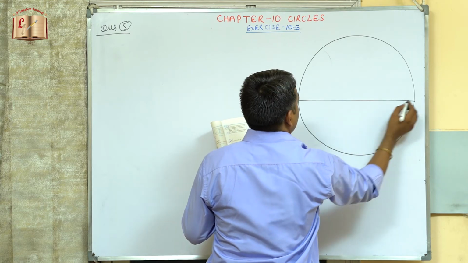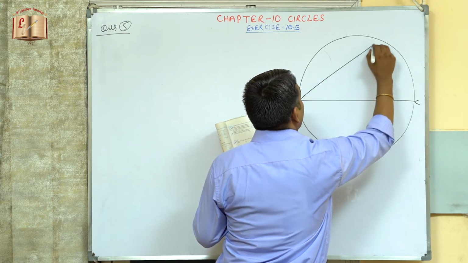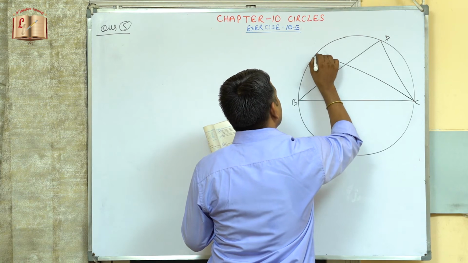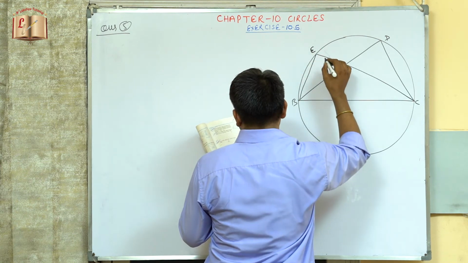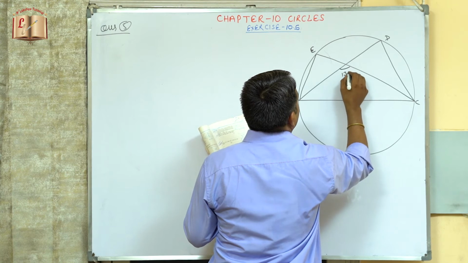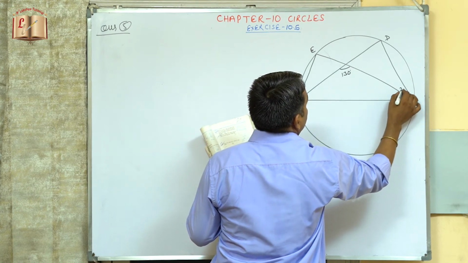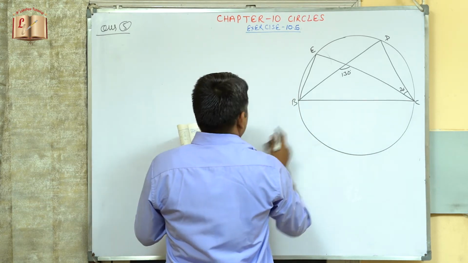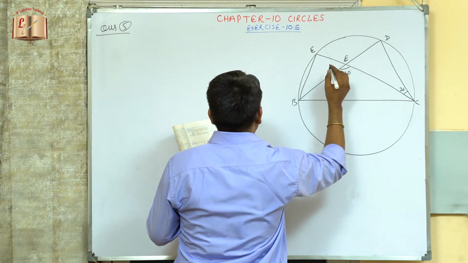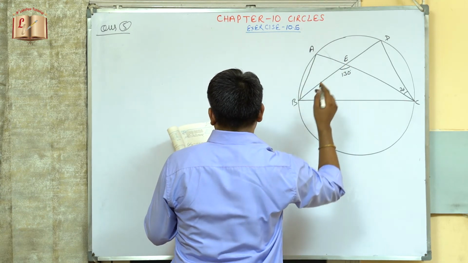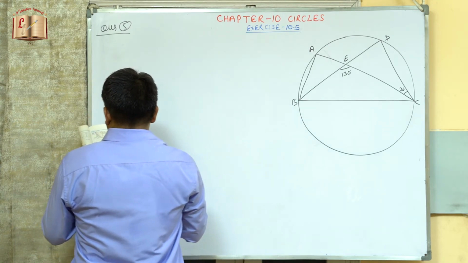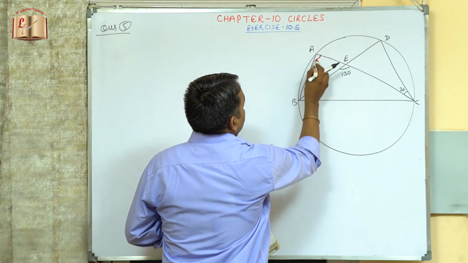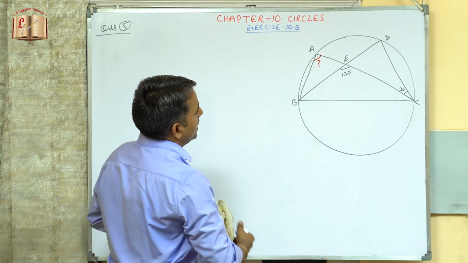This is now B and C. This point is D, and from here this point is E, and now this is 130 degree and this is 20 degree given to us, and this point is E, and this is point A. We need to find out BAC. So we need to find out this angle.